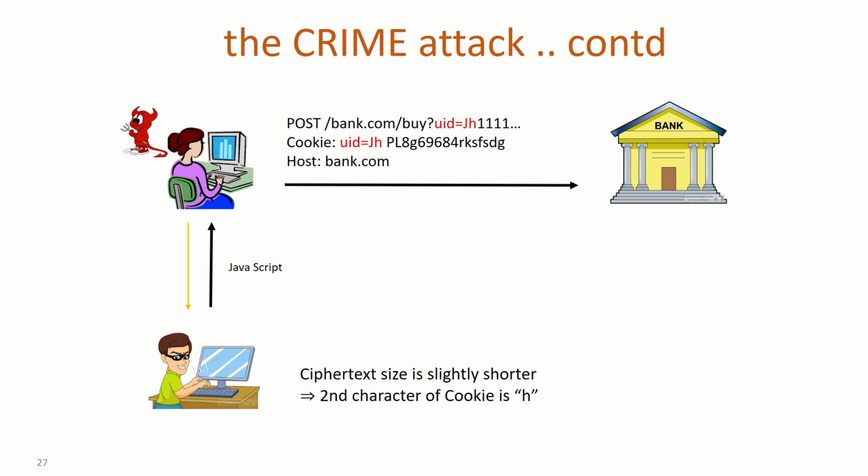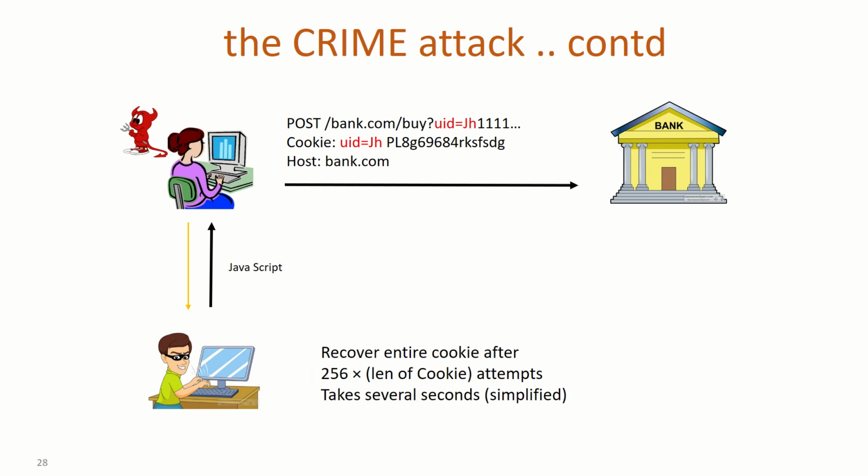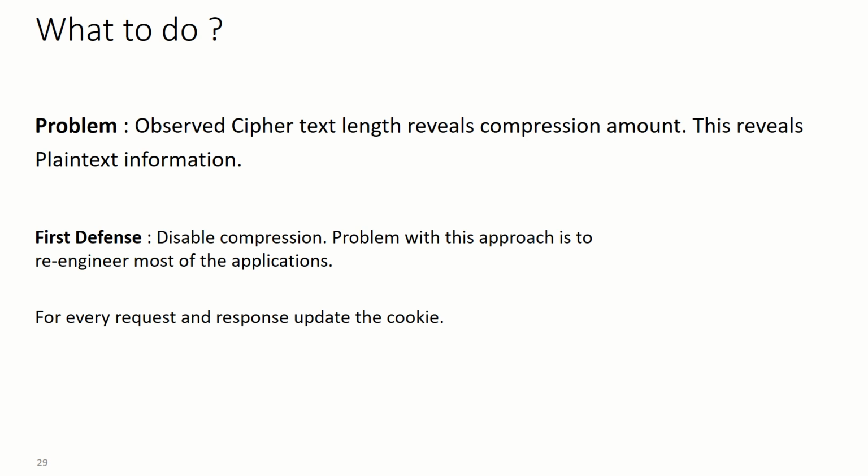This attack is performed with 256 times the length of the cookie attempts, and the attacker can guess the cookie information based on the compression ratio. This way the attacker can guess all the cookie data. So UID equal to JHPLAG can be easily recovered with 256 times the length of the cookie attempts. And this is a serious problem.